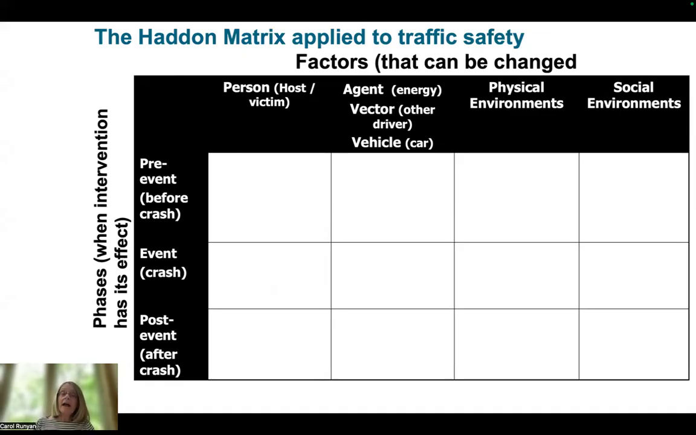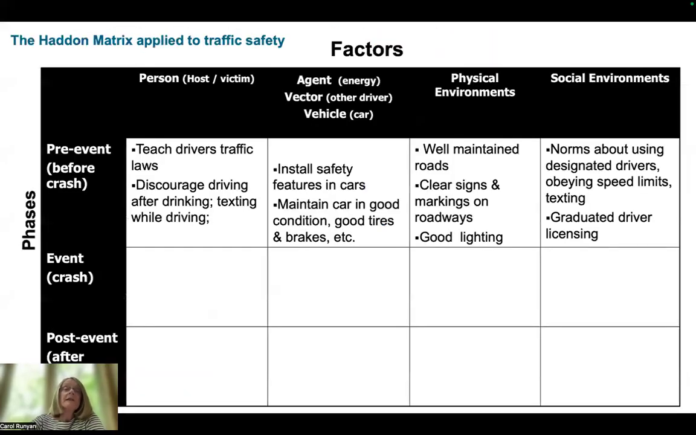So anchoring on that allows us to define what is pre-crash, before the crash, or post-event, after the crash, and then be able to fill in the cells of this matrix. So let's look first at the before crash row. We can do things to change the different factors. We can try to teach drivers traffic laws. We can discourage driving after drinking, texting while driving, and so on. Usually those are educational approaches.